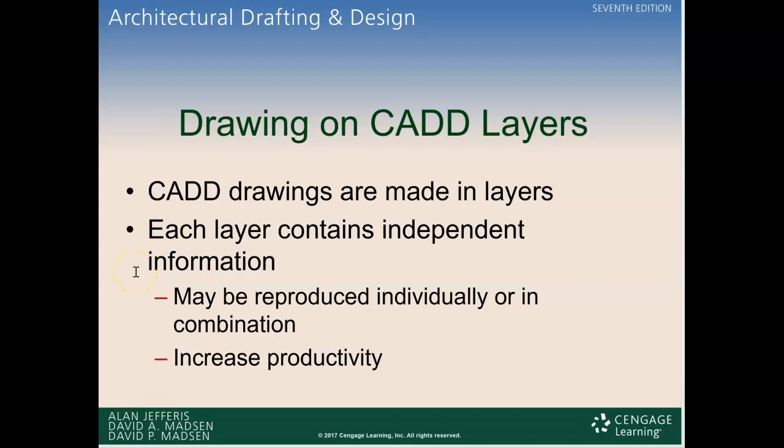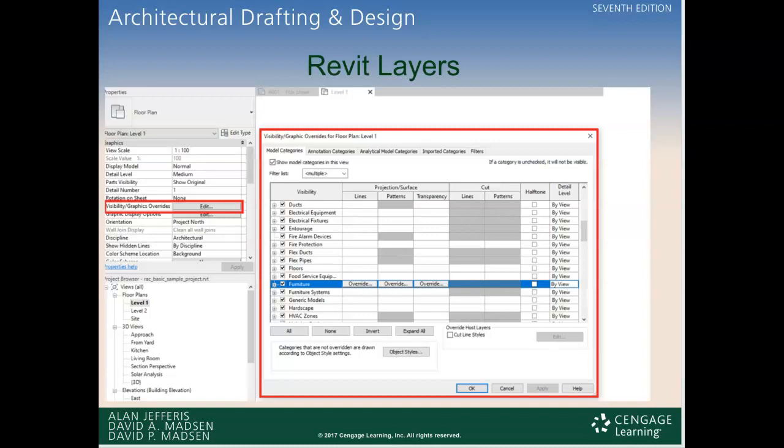CAD drawings are made in layers. Each layer contains information that we can turn on or off, and this is what makes things so powerful. It may be reproduced individually or in combination, and it increases productivity. Revit has a visibility content manager similar to layers. It also shows things that we can turn on and off to clarify a particular drawing or to shed light on pieces that might be too complicated otherwise.